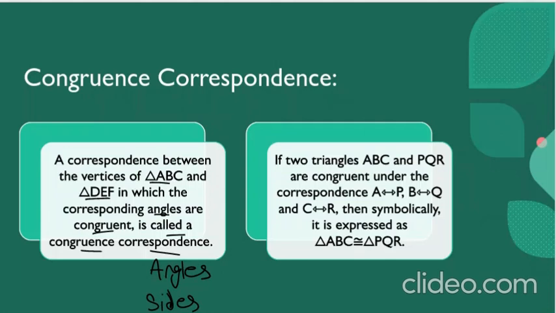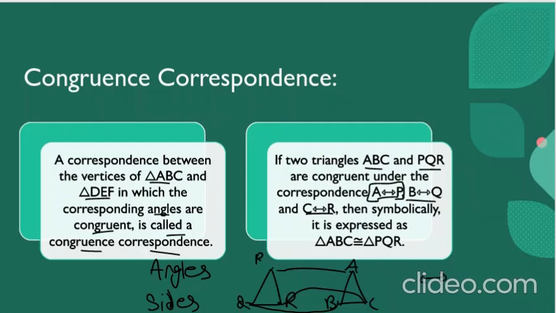Now if I say two triangles ABC and PQR are congruent under the correspondence A to P, B to Q, C to R, that means, taking the same triangles PQR and ABC, vertex A corresponds to P. If I put A and P together, they will superimpose. B corresponds to Q, and similarly C corresponds to R. This line with two arrows is known as a correspondence sign.